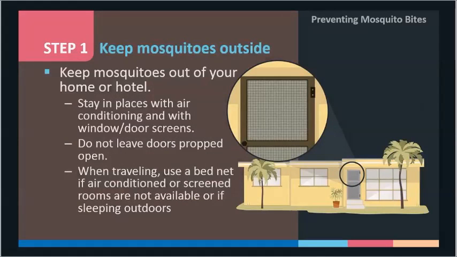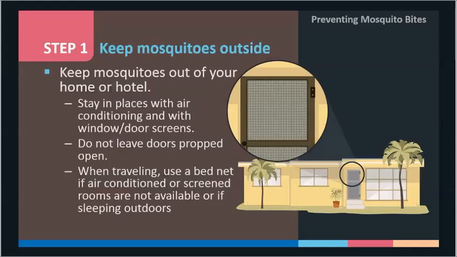So one of the things, if you are in a hotel, you want to use an air-conditioned hotel if possible, because mosquitoes don't like cold environments. So stay in places with air conditioning, and where there are windows or doors and door screens so that mosquitoes can't get in. Don't leave those doors open or propped open. And if possible, carry a bed net or use a bed net if there are no air-conditioned or screened rooms.